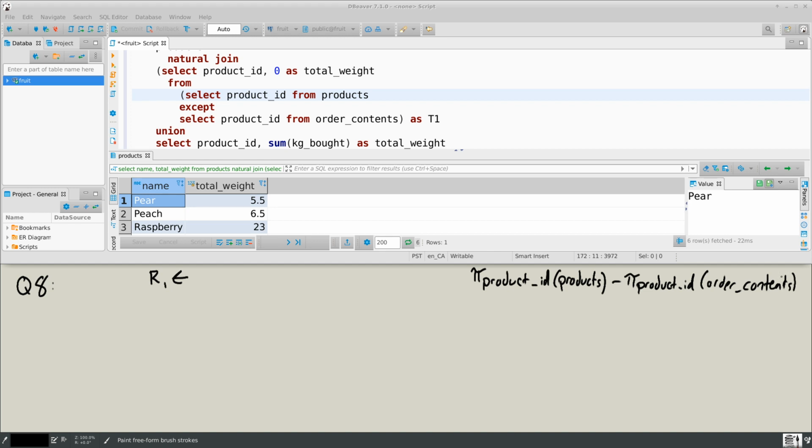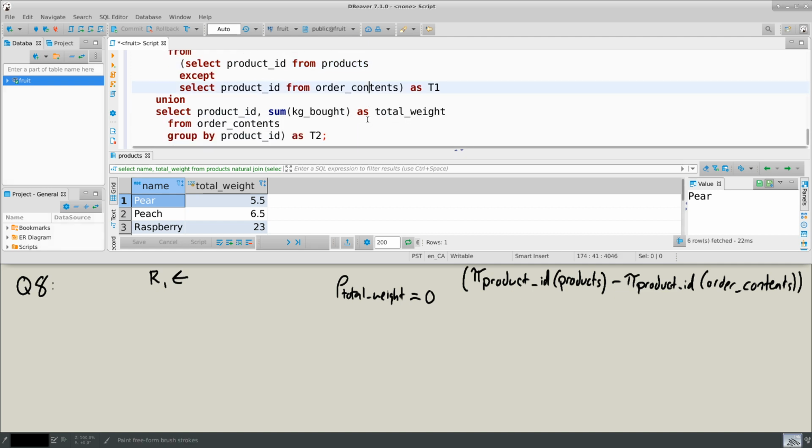Okay, and then I take the result of that and I apply a couple of transformations to it just to clean it up. So I only want product ID and total weight. Well, the only column I actually have coming out of this subtract operation is product ID, but I need to invent a fake column called total weight, so I'm going to use the rename operator for that. I'm going to say total weight equals 0. So I'm allowed to rename the constant 0 to be the column total weight. And then that's R1. That actually was a lot less. Is there any way I can cram anything else into R1?